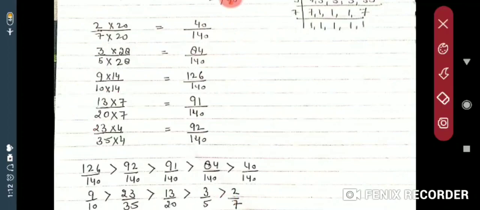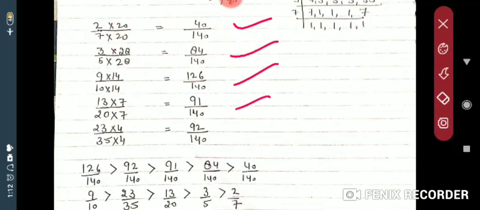Did you notice one thing? Just see, we multiply both the numerator and denominator by the same number. Okay, then you will get these numbers. Now as all the denominators are equal, you can arrange them in descending order. So 126 is greater, after that 92, then 92 is greater than 91, 91 is greater than 84, 84 is greater than 40. Now you can arrange them.